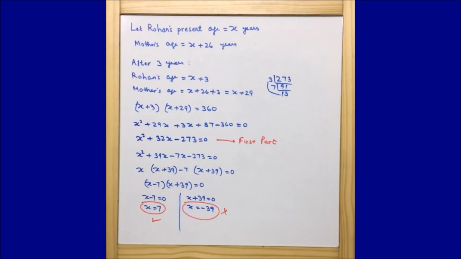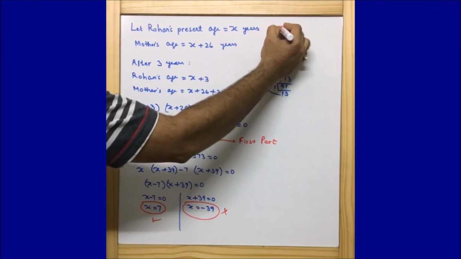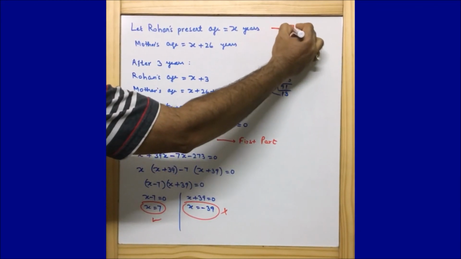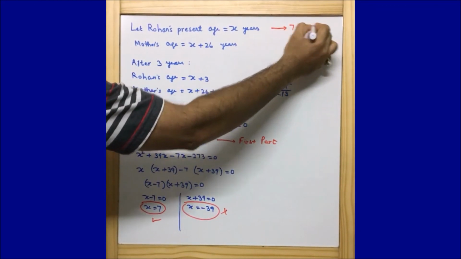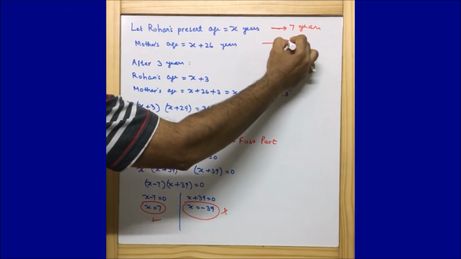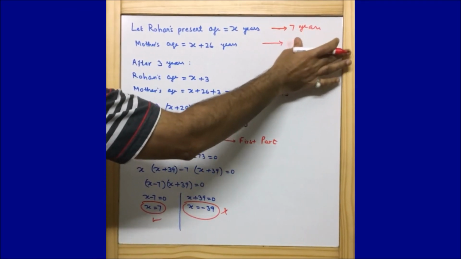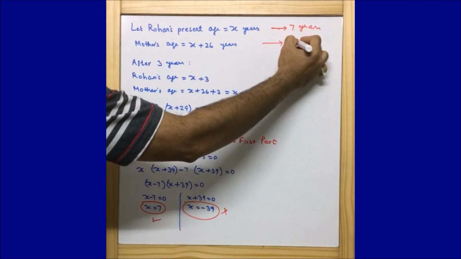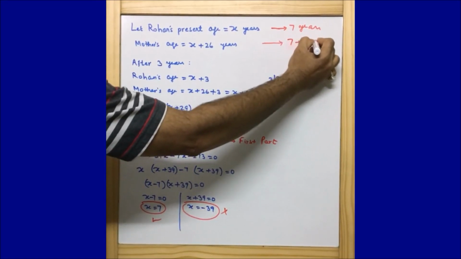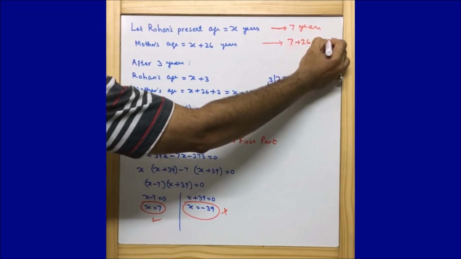From this question, from here we concluded that Rohan's present age is 7 years, and mother's age will be 7 plus 26, that is equal to 33 years.